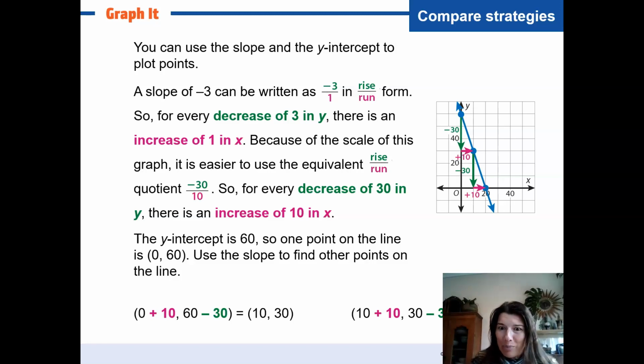This is an example of what we were talking about. A slope of -3 can be written as -3 over 1 as our rise over run. For every decrease of 3 in the y, there's an increase of 1 in x. We could also, though, use this to come up with equivalent rise over runs. So -3 over 1 is the same thing as -30 over 10.